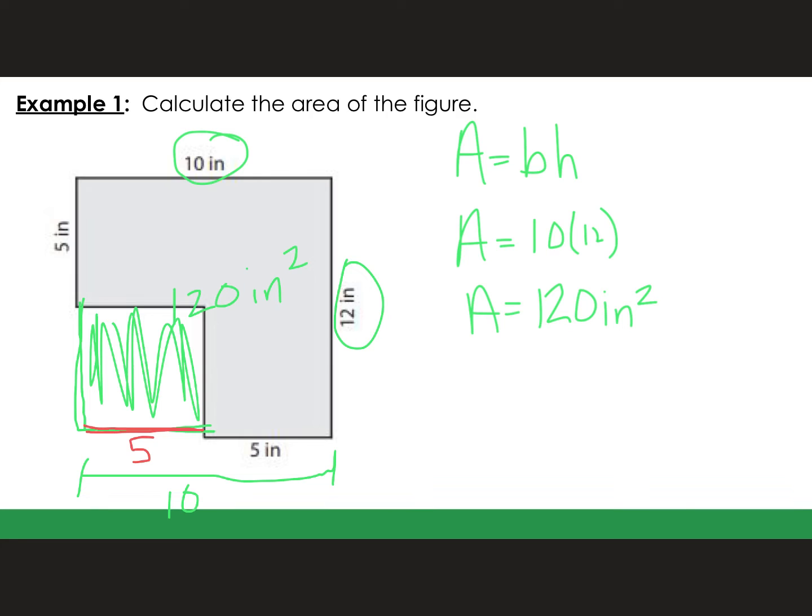And then on the other side, so the entire area is from here. I'm sorry. My pen gets all messed up. It is 12. And this little section there is 5. So that means 12 minus 5 is 7.